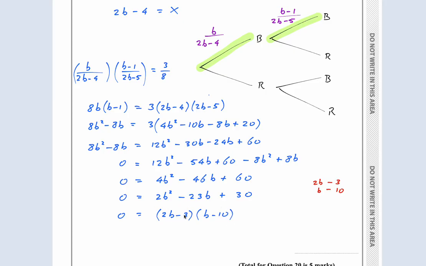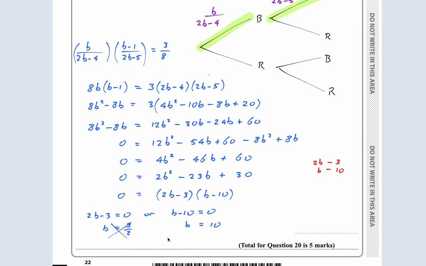One of these has to equal 0. So I can say 2b minus 3 equals 0, or b minus 10 equals 0. Now remember, guys, this one would be b is 3 over 2, and this one would be b equals 10. Remember, however, b is the number of blue counters. Can b be 3 over 2? Can you have 3 over 2 or 1.5 counters? No, that doesn't make any sense. Therefore, b equals 10.